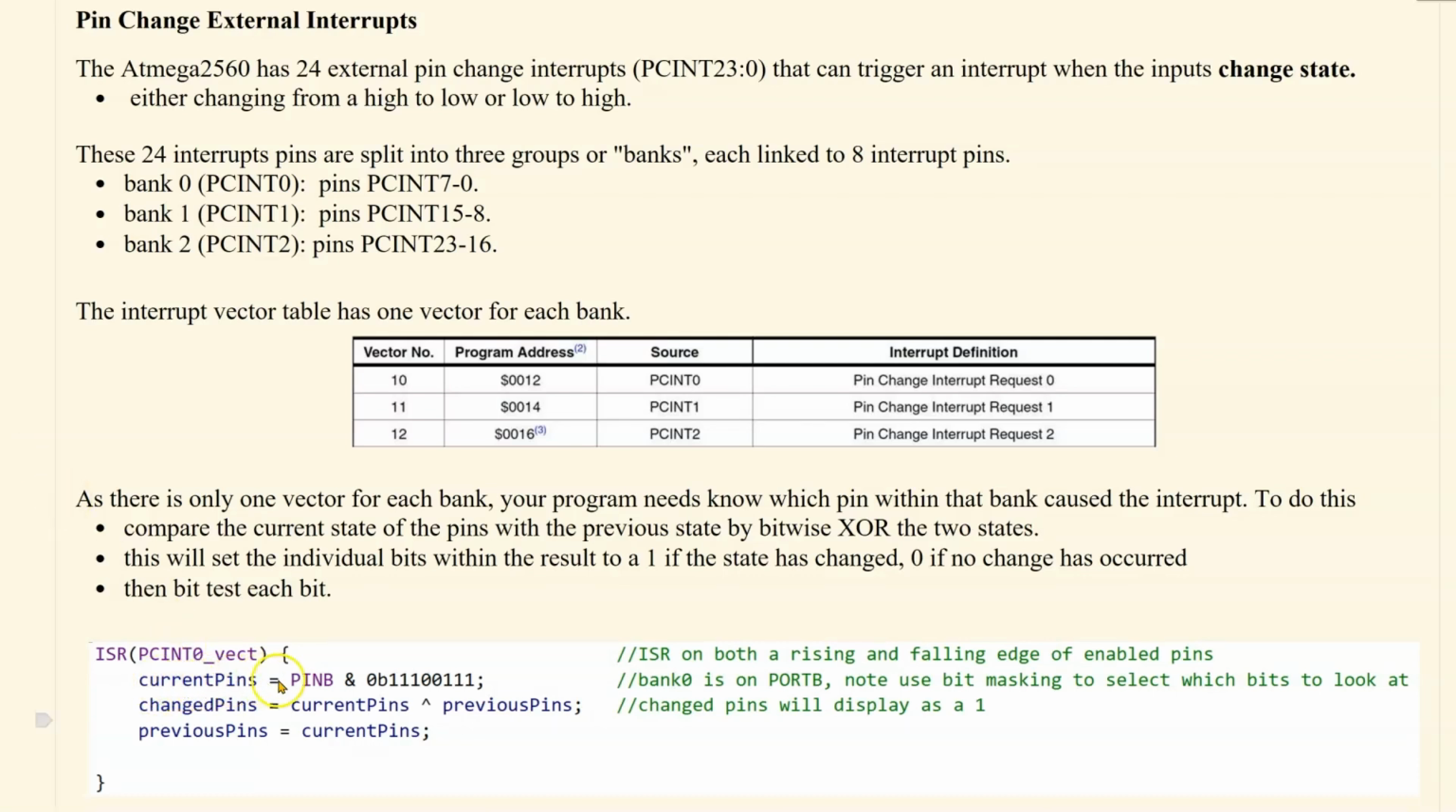We look at the current pins. Now I'm doing bit masking here. The interrupts are on pin B and I'm ignoring bits 3 and 4.